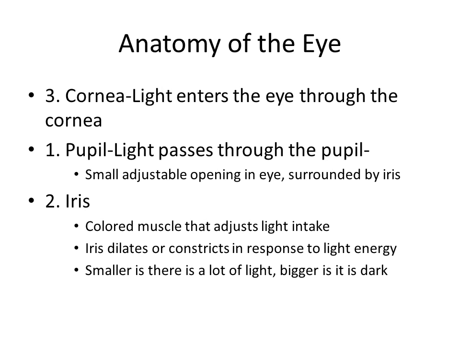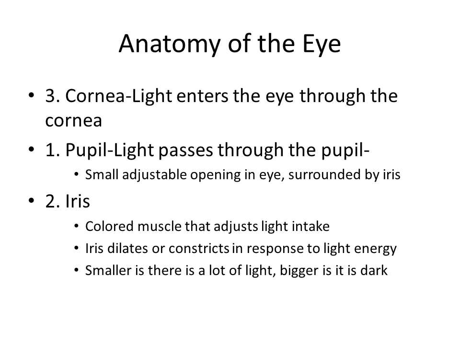Okay, so number 3 on your diagram was the cornea. Light enters the eye through the cornea. It's like the basic shield that the light enters through. Then light passes through the pupil. The pupil is a small adjustable opening in the eye, and it is surrounded by the iris. The iris is number 2.